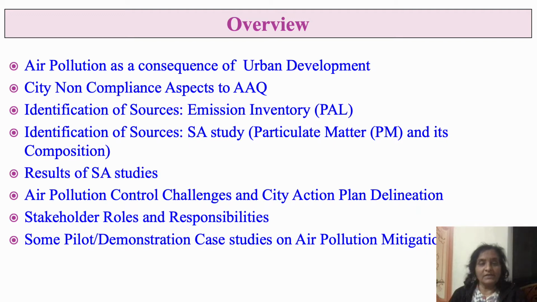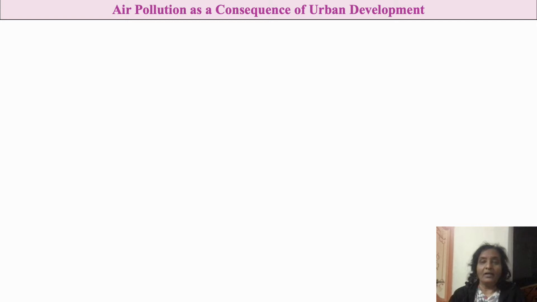Some case studies as a result of the source apportionment studies, air pollution control challenges in city action plan delineation, stakeholders' roles and responsibilities, some pilot demonstration case studies on air pollution mitigation. Now, what happens when an urban area gets developed and the consequence of air pollution in it?